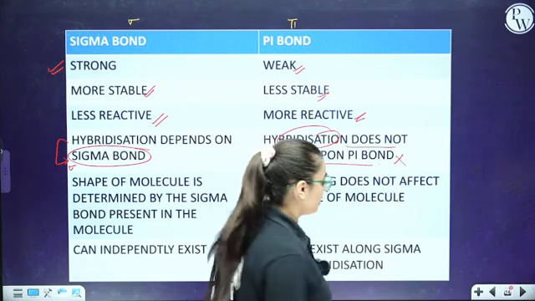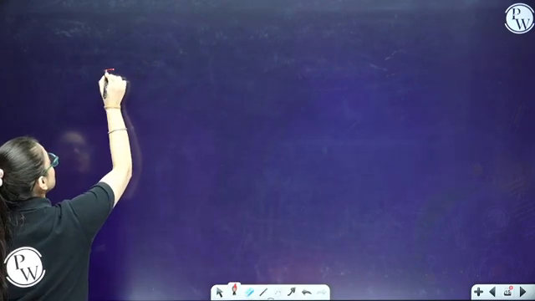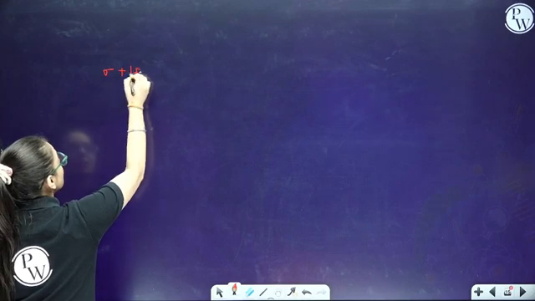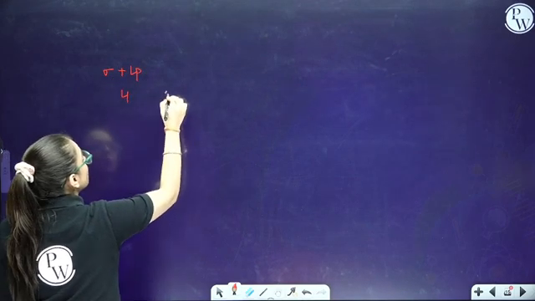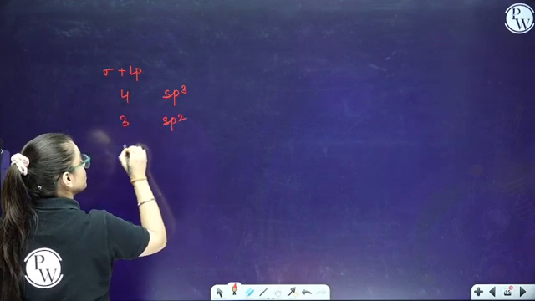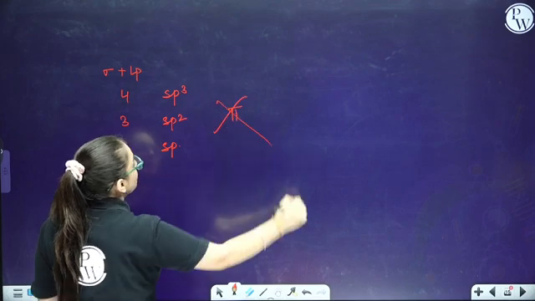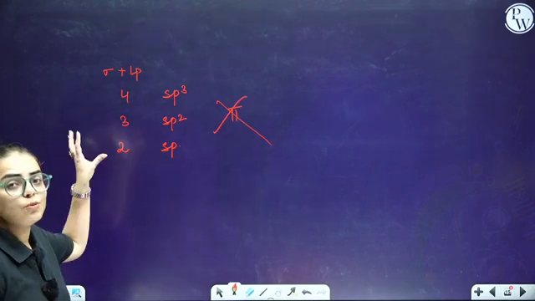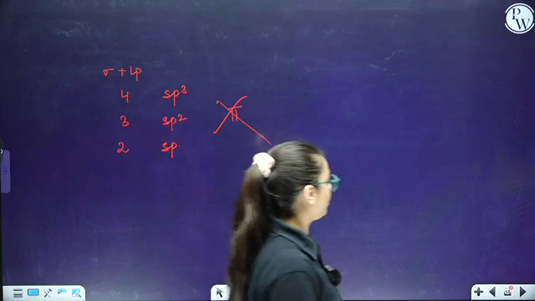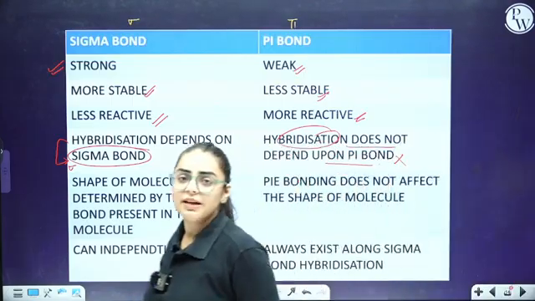In the case of organic chemistry, for carbon, hybridization can be calculated as sigma bond plus lone pair sum. If the sum is 4, hybridization will be sp3. Sum is 3, hybridization will be sp2. Sum is 2, hybridization is sp. So it is clearly told: don't count pi bond over here. Just count sigma bonds and lone pairs of electrons. Now what are lone pairs of electrons? The ones that don't participate in any bond formation.